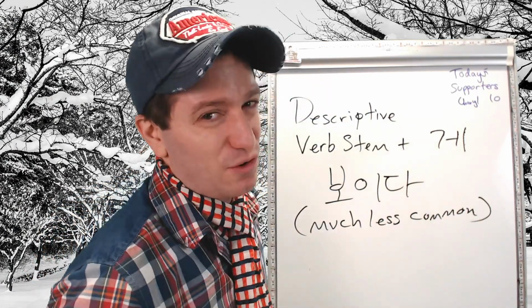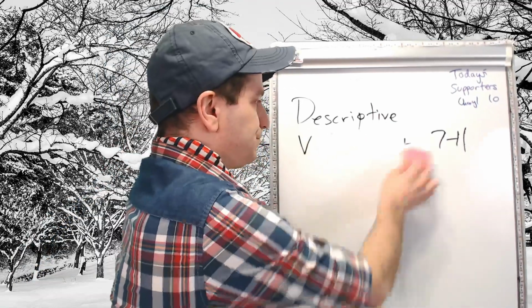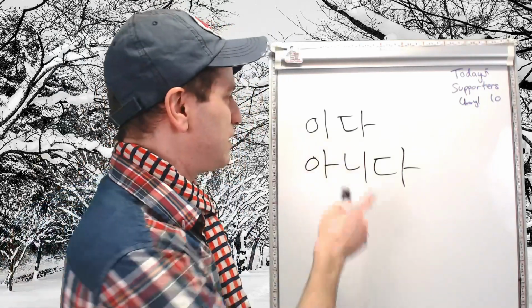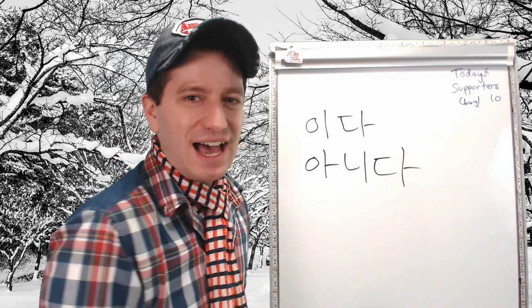You will not see this form very much, but it has the same meaning. I just wanted to show you. 이다 and 아니다, to be and to not be. You cannot use these with 보이다. You cannot say 이요 보이다, 아니요 보이다.